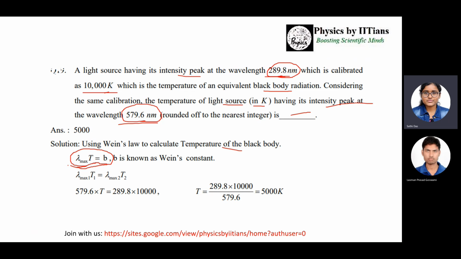Okay, so let's come back to the problem, that is lambda max into T is a constant. So we can say that lambda max 1 into T1 should also be followed for lambda max 2 into T2. Put this condition into your problem: for 579.6 nanometer, you have to find out the temperature. Let us take the temperature as T. So 579.6 into T equals 289.8 into 10,000. So the answer is T equals 5000 Kelvin. So that is the answer.